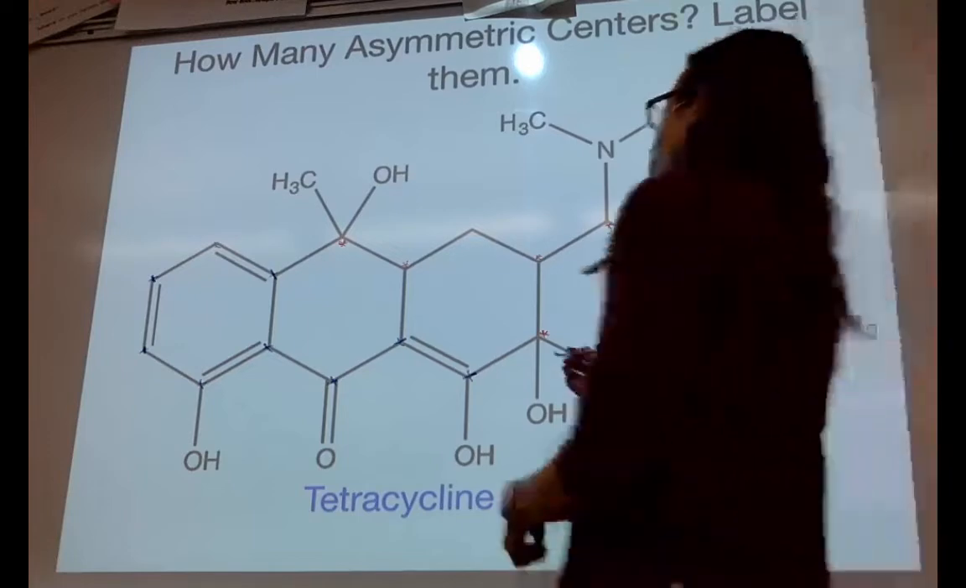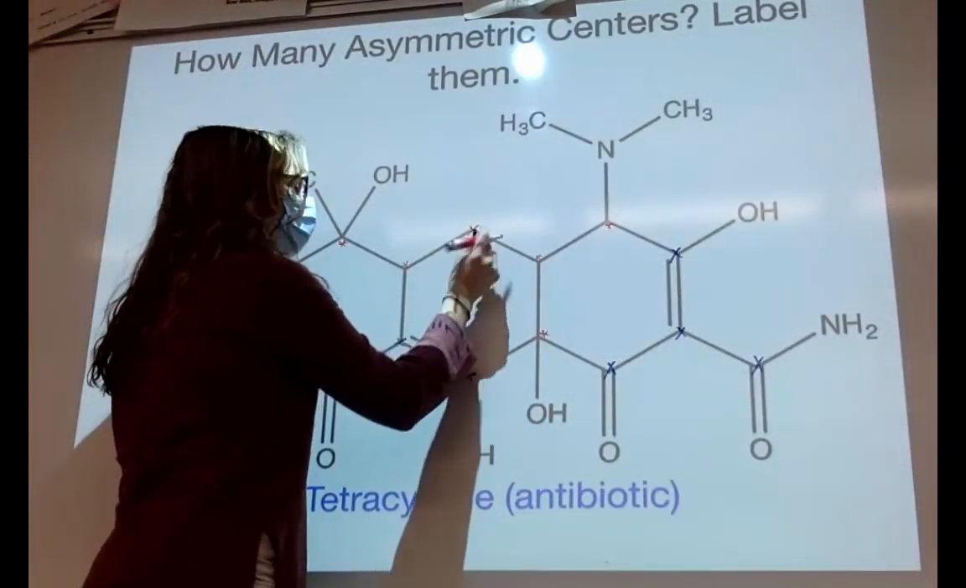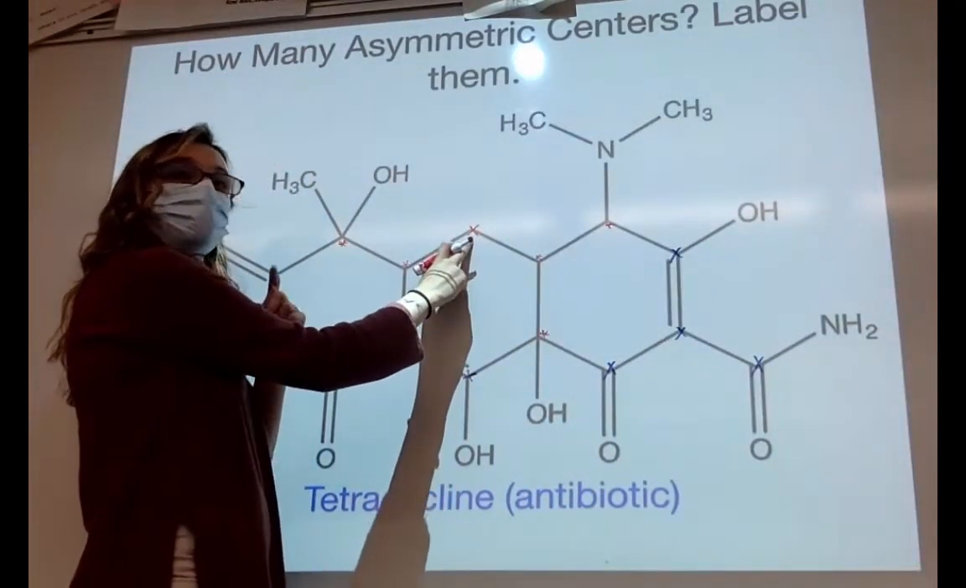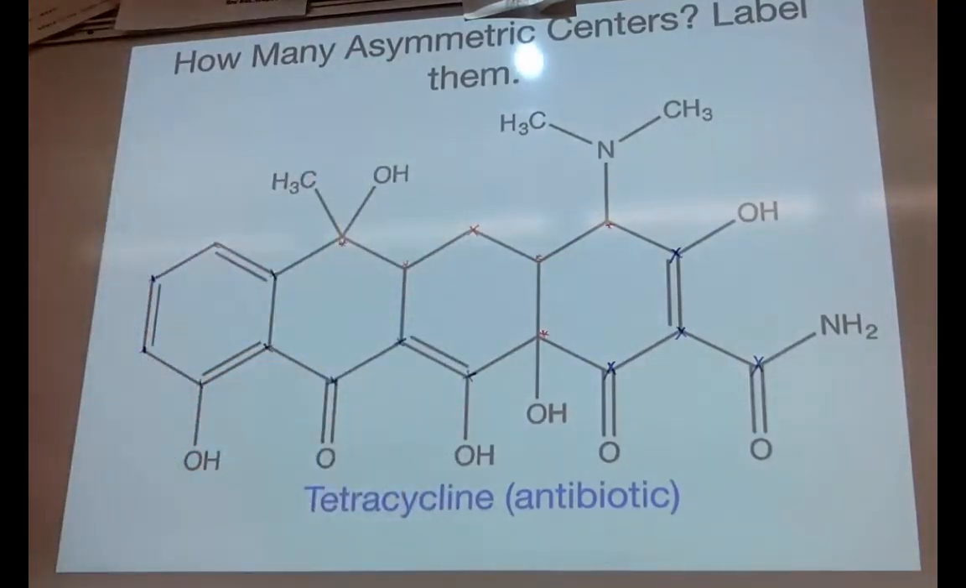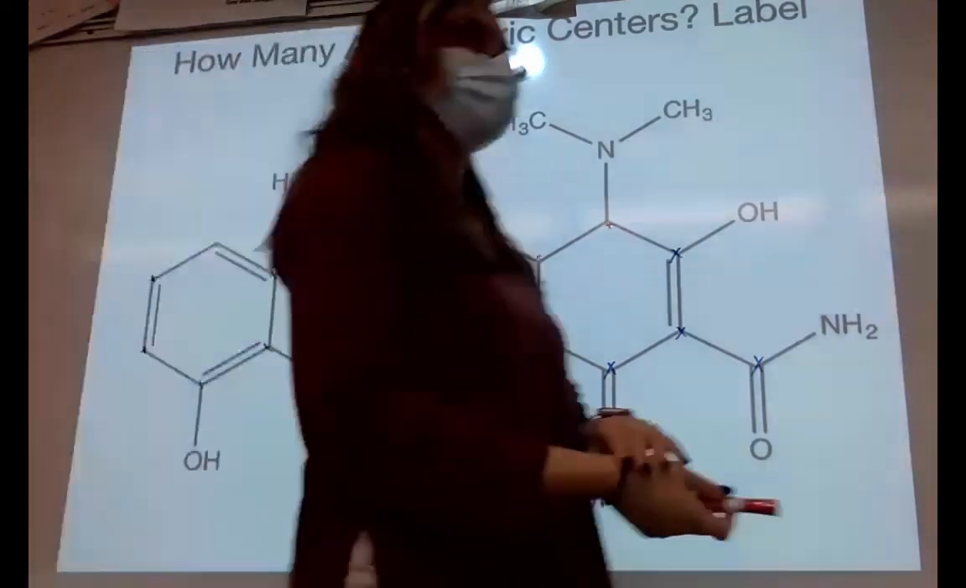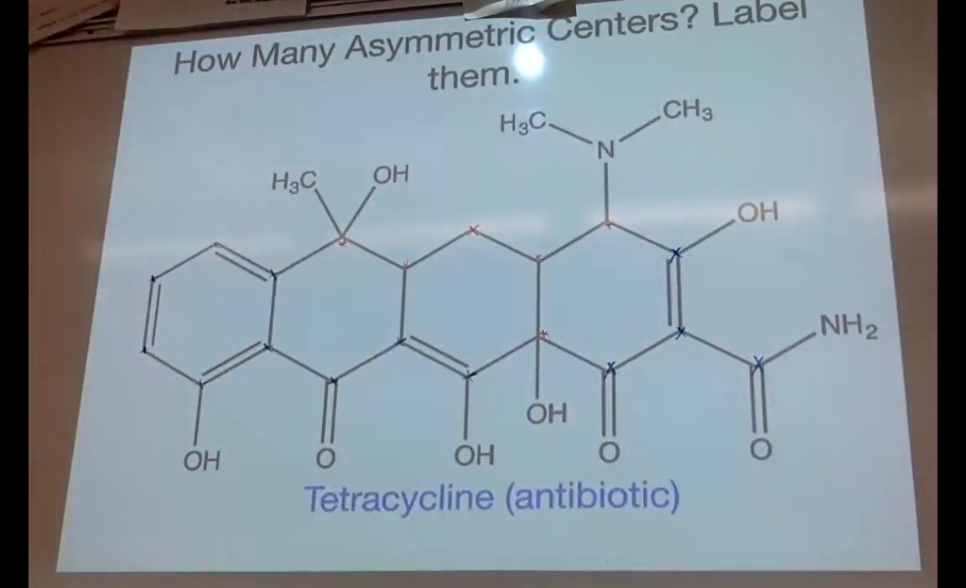Now, this one is not. Why is this not a chiral center? There's 2 H's. So it doesn't even have the potential. Well, I guess it does have the potential, but it can't be because it has 2 identical groups.